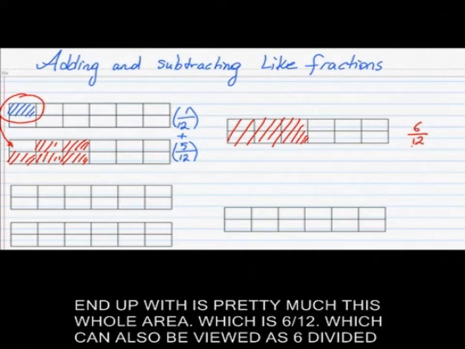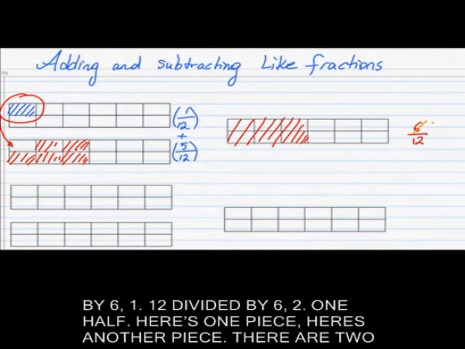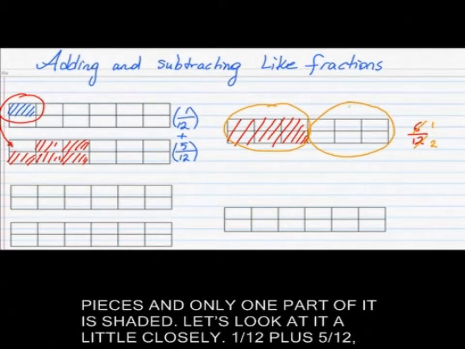which can also be viewed as 6 divided by 6 is 1, 12 divided by 6 is 2, so 1/2. Here's one piece. Here's another piece. There are two pieces, and only one part of it is shaded. Let's look at it a little more closely.